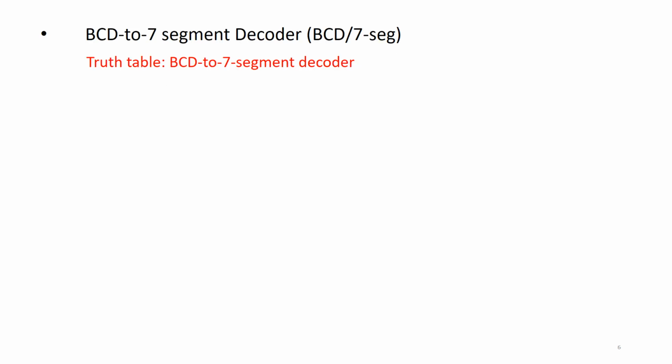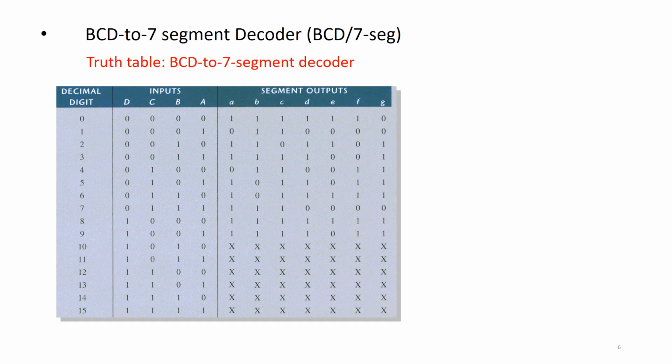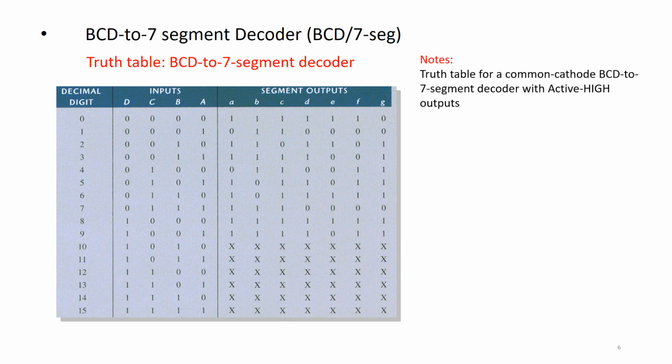For a BCD to 7-segment decoder, this truth table shows that there are only 7 outputs from the 4 inputs A, B, C, D. So what happens to the 10 to 15 combinations? It will be X, X, X, X. That means we don't care. So the truth table for common cathode BCD to 7-segment decoder, this is for active high outputs.